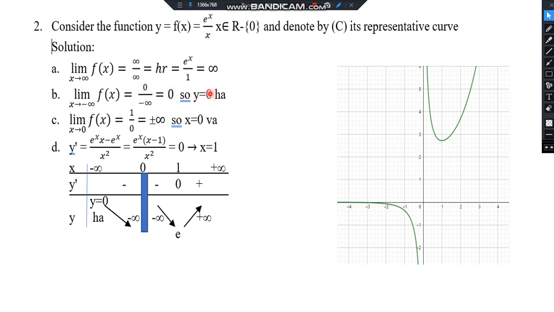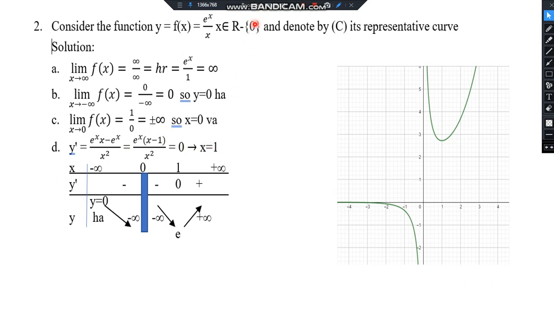So here we have y equals 0 horizontal asymptote, and we do the limit as x tends to 0. E power 0 is 1, a number over 0 gives plus or minus infinity. So x equals 0 is a vertical asymptote. Now we need to do the derivative of the form u over v. u prime is e power x times x minus derivative of x, which is 1, times e power x. Always when you have exponential, you put exponential in factor. So equal to 0, you don't take exponential because it's always positive. So x minus 1 equals 0, so x is 1.